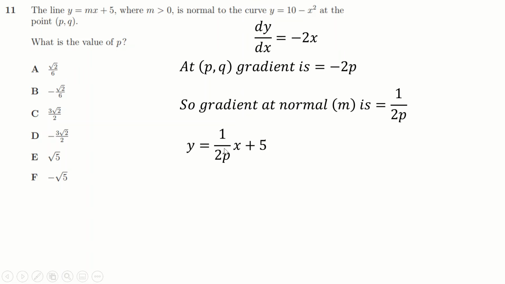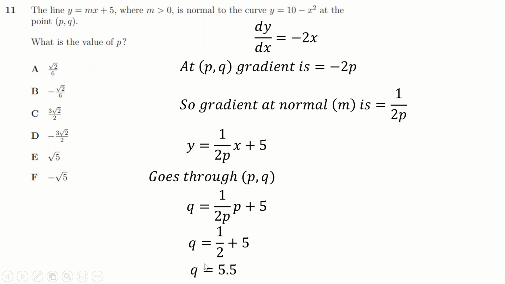So I know m is 1 over 2p, but I know the line goes through PQ. So I can put that in here. And the p's cancel really nicely to give you just a half here, and a half plus 5 is 5.5, and that's what q is. So I know what q is, but it's asking me for p.